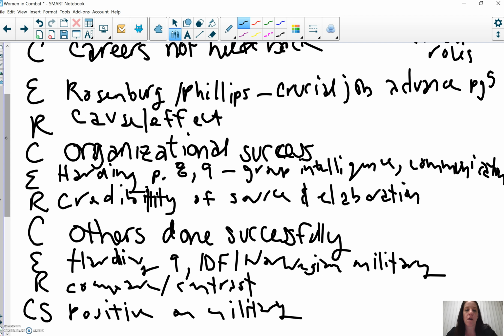And our final reason why is others have done this successfully. And then we're also going to use the Harding article, page 9, and we're going to talk about the IDF and the Norwegian militaries and how they have done this successfully. We're going to compare and contrast that to our own military in our reasoning. And then we're going to end by restating our topic sentence that it's positive for the military.